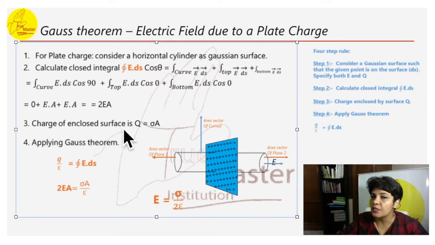This is step 3. Charge of the enclosed surface is Q equals sigma A. What is sigma A? In case of a plate, we always write charge as sigma A.